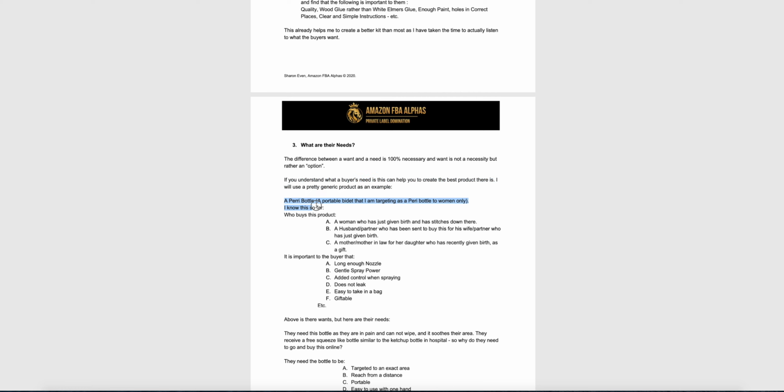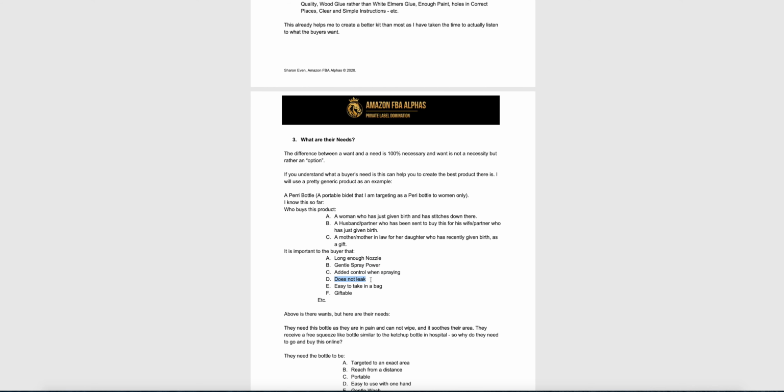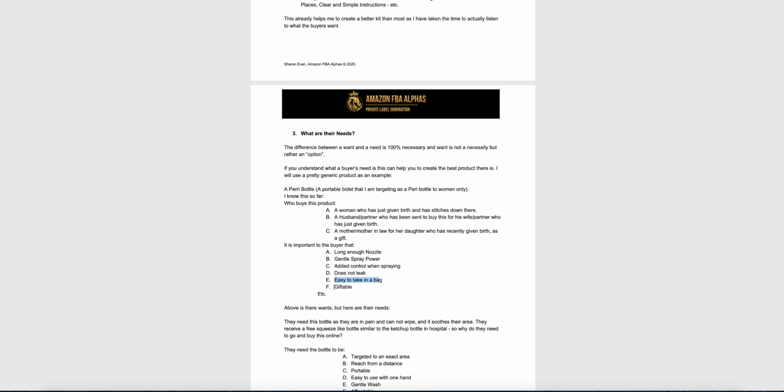So the first example is a peri bottle, a portable bidet that I'm targeting to women only. I know this so far. Who buys the product? It's a woman who has just given birth and has stitches down there, or a husband or a partner who has been sent to buy this for their partner or wife who's just given birth, a mother-in-law or a mother who is buying this for her daughter. So I know it is important to the buyer that the nozzle will be long enough, that it will have a gentle spray power, that there'll be added control when spraying, that it does not leak, that it's easy to take in a bag, and that it's giftable.